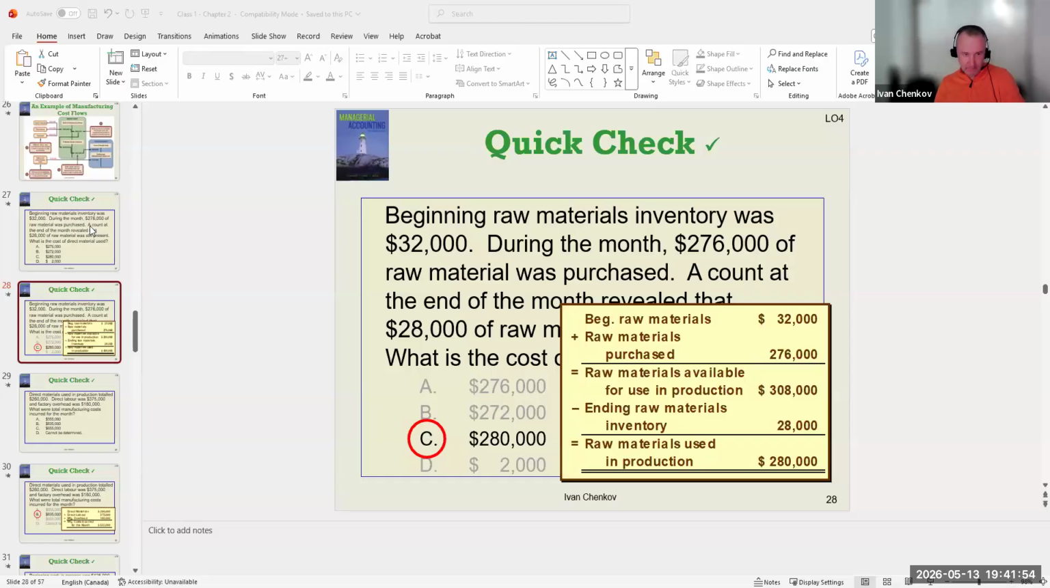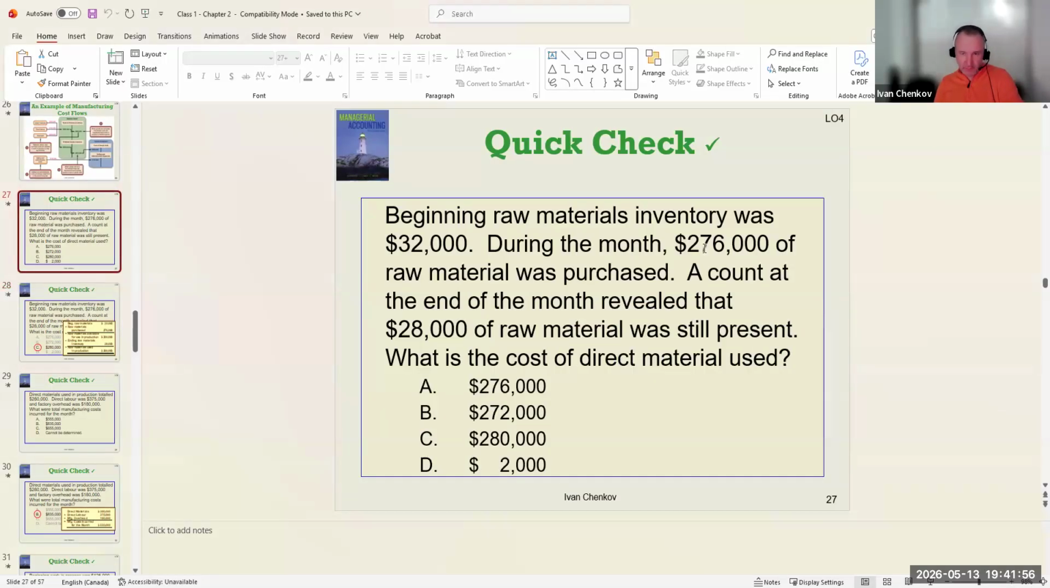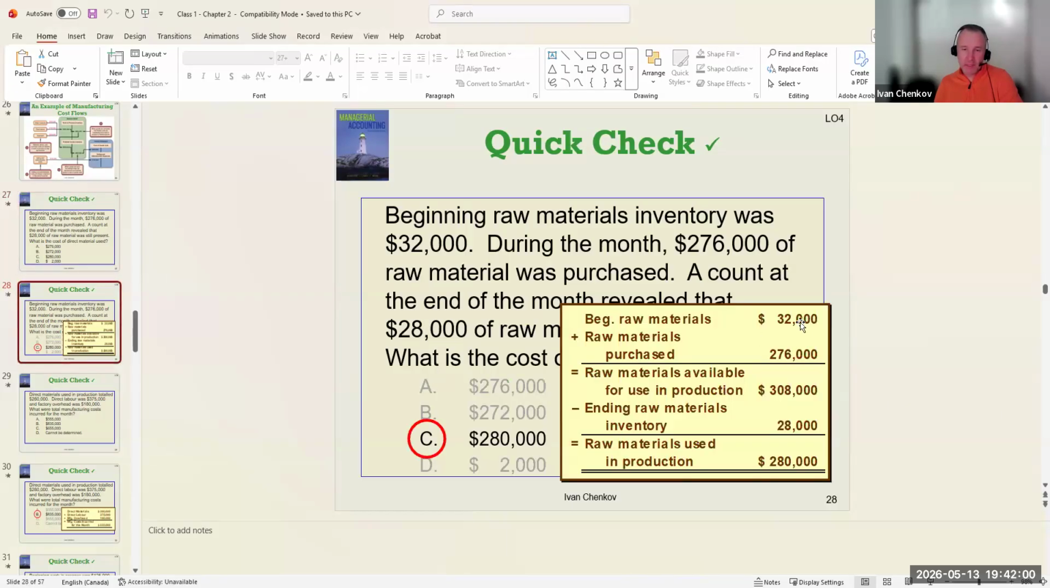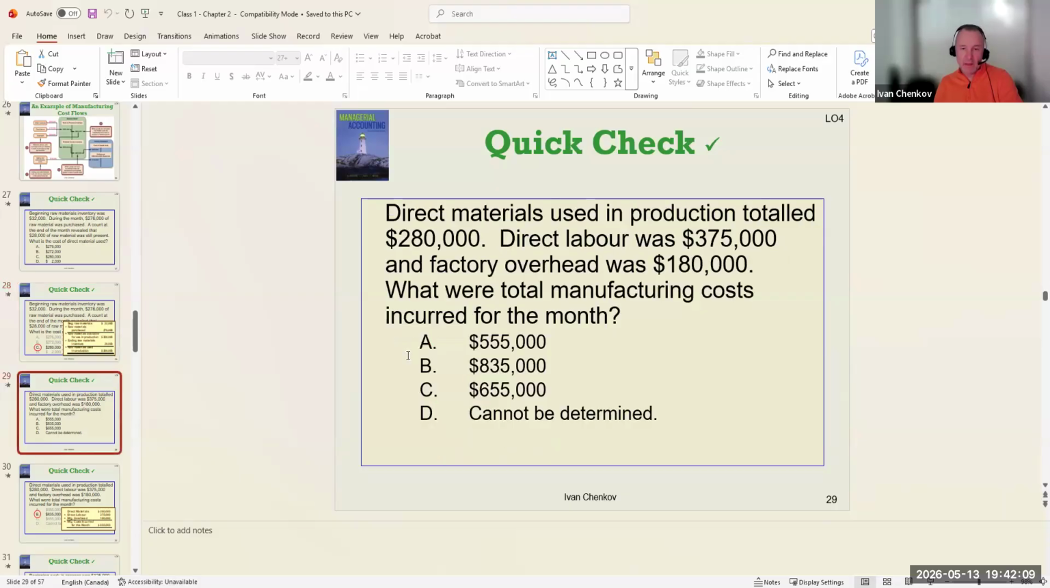So what's happened now? The first question was with 32 to 76.28. So the answer here is the beginning balance plus purchases give you available minus the ending balance give you how much you use in production. Let's move to the next one. Now we have direct material, direct labor and manufacturing overhead. The question is, what's the total manufacturing cost?